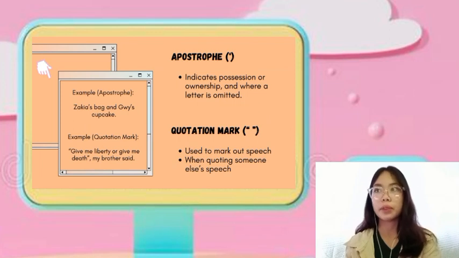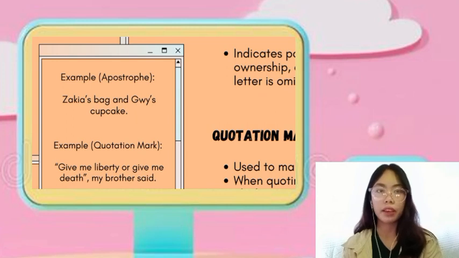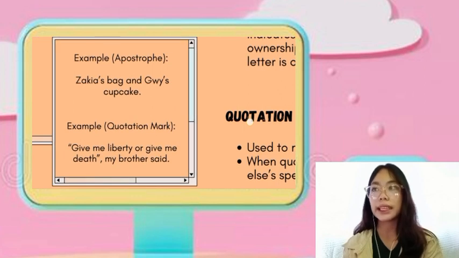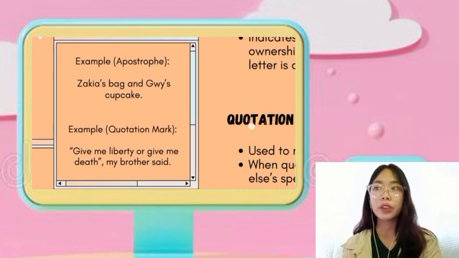Next is apostrophe. Apostrophe indicates possession or ownership and where a letter is omitted. For example, Zacchaeus's bag and Guai's cupcake. So in this example, it indicates that the owner of the bag is Zacchaeus and the owner of the cupcake is Guai.